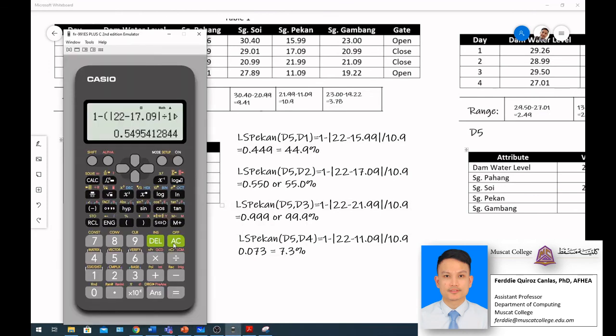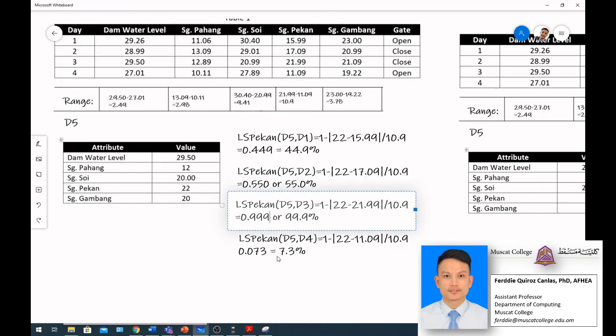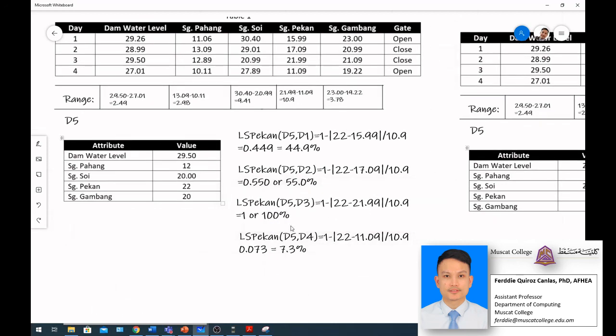Then next, this is 1 minus the absolute value of 22 minus 21.99 divided by 10.9, close parenthesis, equals 0.999. So this is actually 1, or simply 100%. Okay. Next, let's go with Pecan D5.